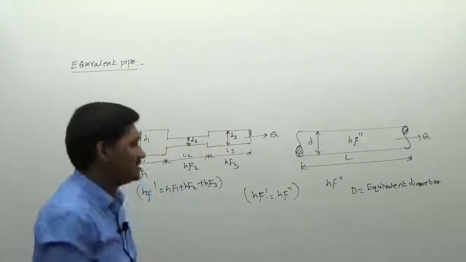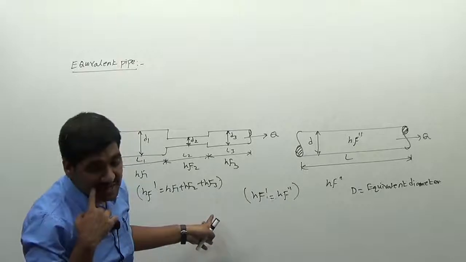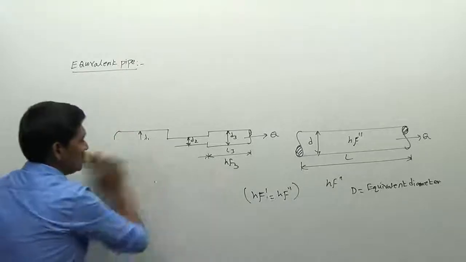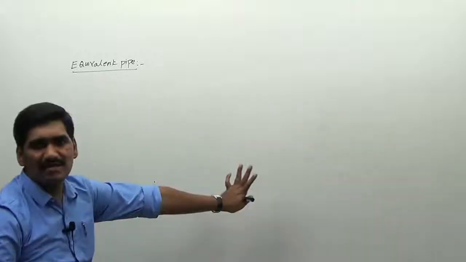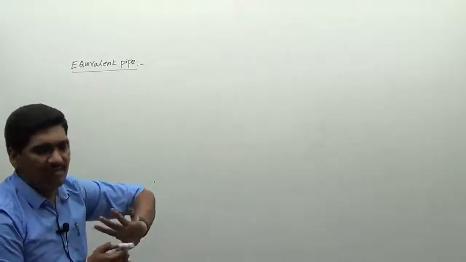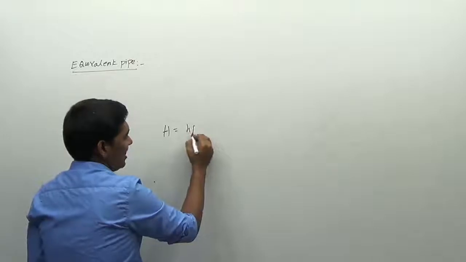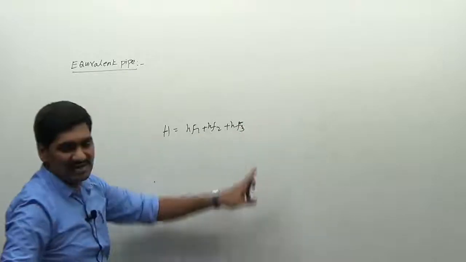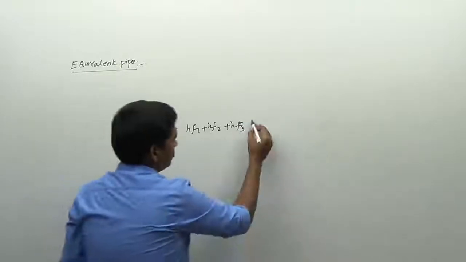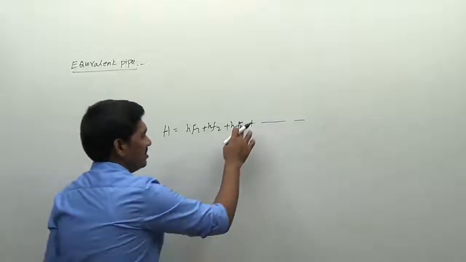Now I want to write some relations for you. The total head loss is equal to the total loss. If you are connecting this pipe between two reservoirs, then the difference between the levels in the reservoirs is equal to HF1 plus HF2 plus HF3, and so on. For as many pipes as you have, you will get that many HF terms.